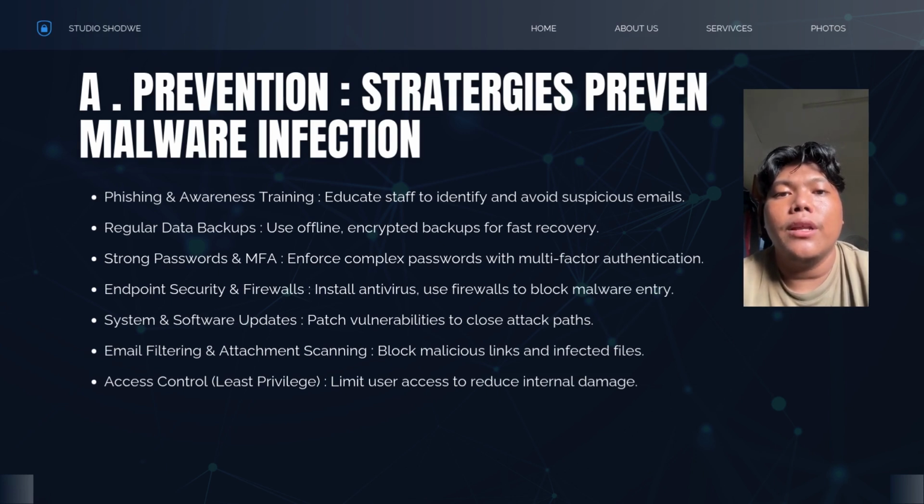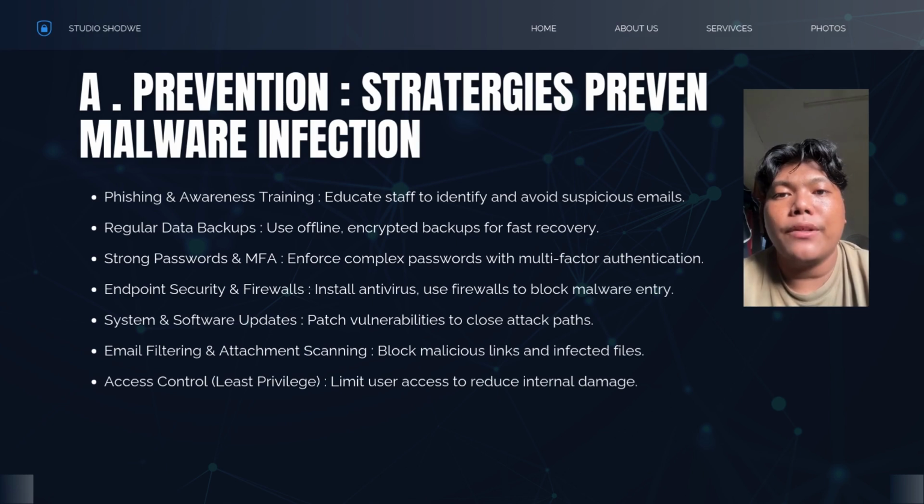Second, regular data backups, especially offline and encrypted ones, allow organizations to recover without paying a ransom. If USF had frequent backups, they could have restored systems faster with less data loss. Third, enforcing strong passwords and multi-factor authentication makes it harder for attackers to steal credentials and access internal systems.